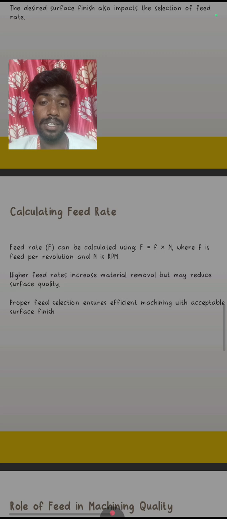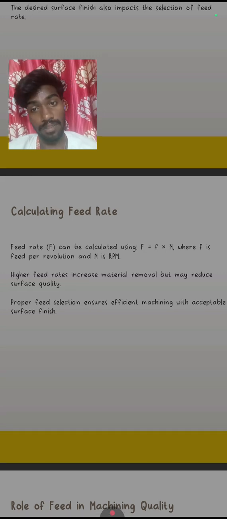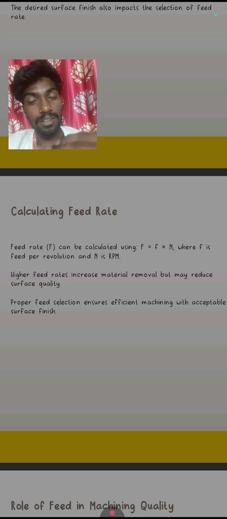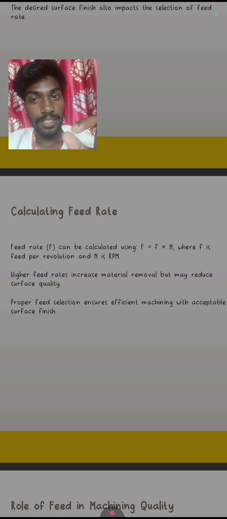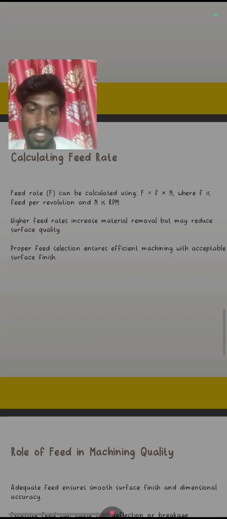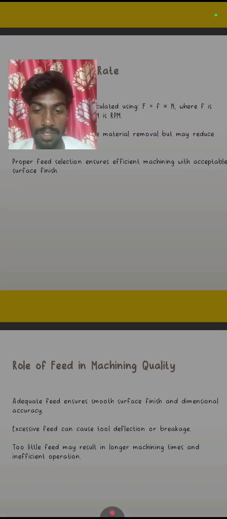Higher feed rates increase material removal but may reduce surface quality. When we are removing material at a higher speed or faster rate, we cannot get a neat, finished surface. Proper feed selection ensures efficient machining with acceptable surface finish.